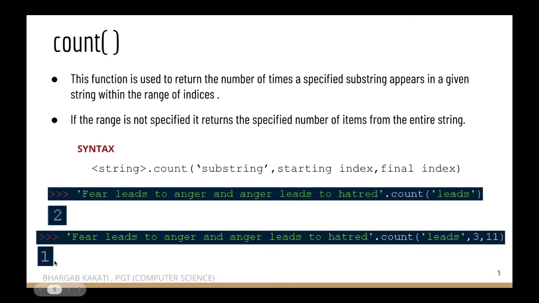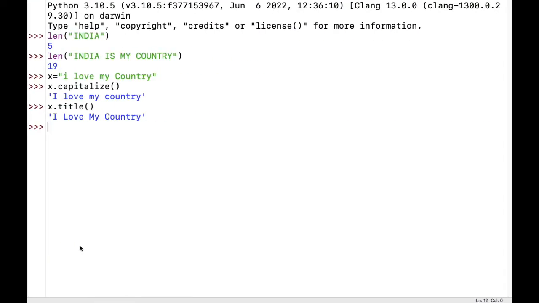Alright, so I can show it to you with the help of an example. So I can write something like: my favorite subject is computer and I enjoy studying computer a lot. Okay, this is the string. Dot count.